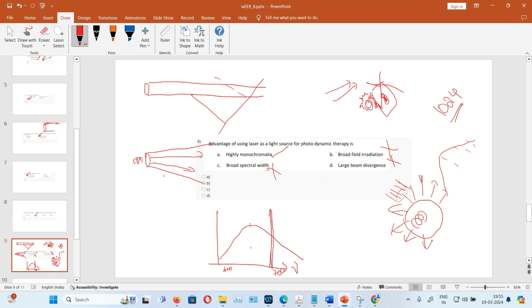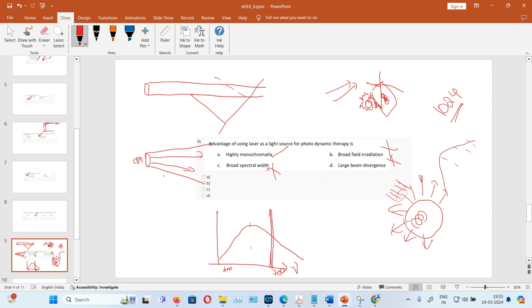In the case of spectral width, for the laser, the spectral width is small. That gives the purity, or the monochromaticity, of the wavelength. So it will be specific to that particular photosensitizer, and it will not create any unnecessary radiation of other wavelengths to the cells. So this is also a property.